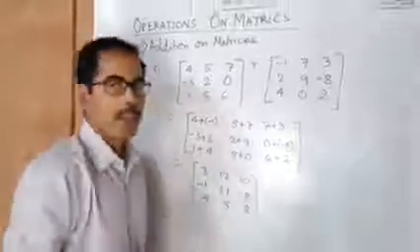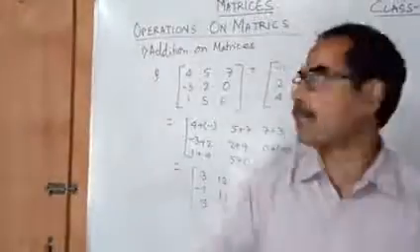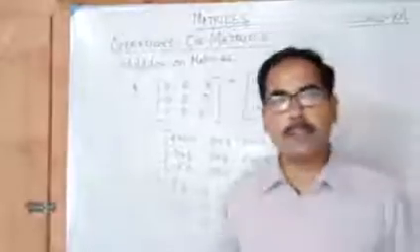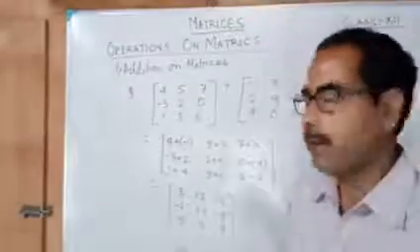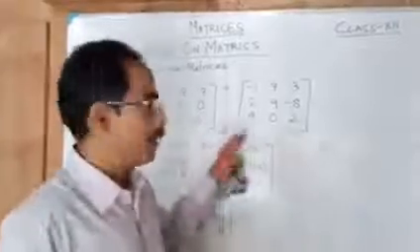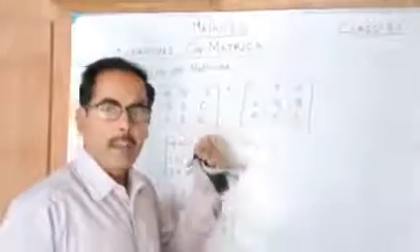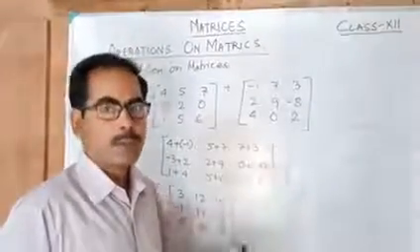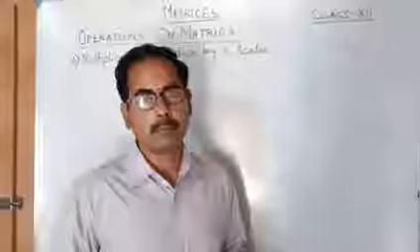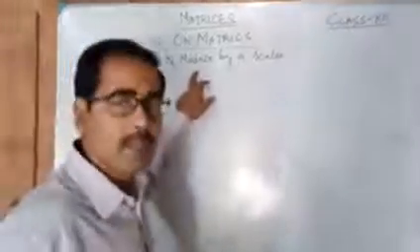I hope it is clear to you. So this is the first operation, that is the addition of matrices. Whenever we are doing the addition of matrices, keep in mind that the matrices should be of the same order, and for 3 by 3 we just add the corresponding elements. For 2 by 2 matrices also we add the corresponding elements. Okay students? The next topic is multiplication of a matrix by a scalar.